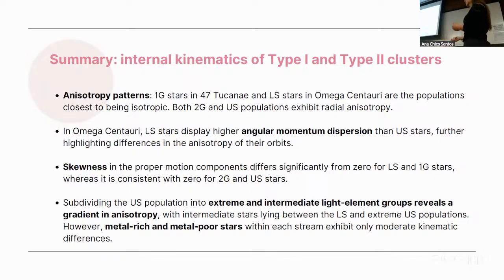And considering Omega Centauri, if we divide the populations into intermediate and extreme and the lower stream, we see this gradient in anisotropy, which is also telling us something about the differences in the initial conditions of these populations. And our conclusion that metal-rich and metal-poor stars are behaving the same means that probably they were formed within the same subsystem.